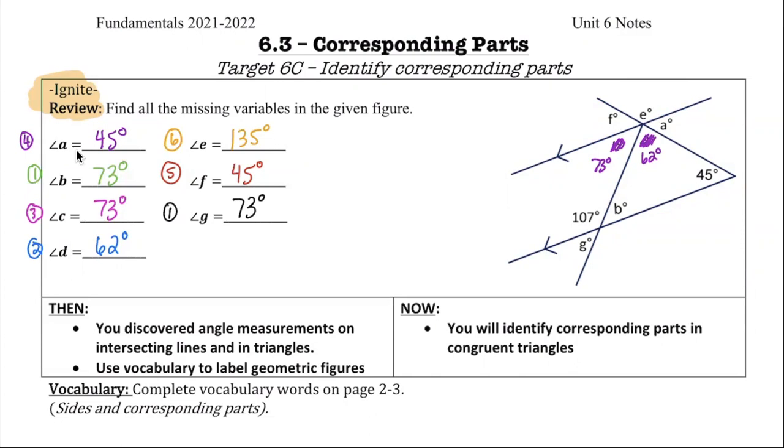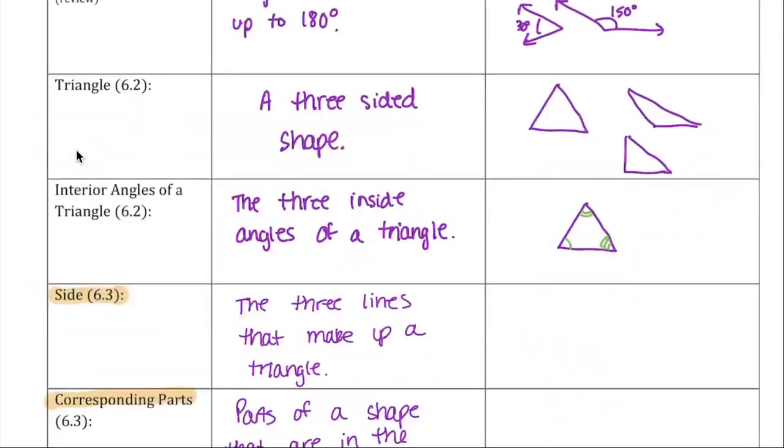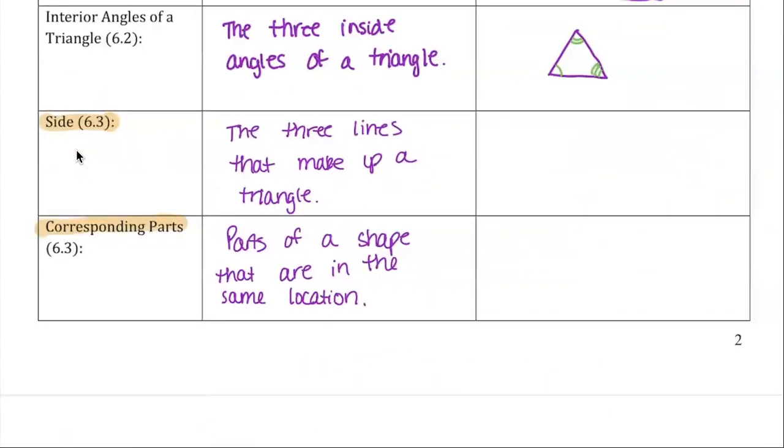Now, if you please turn to your vocab on page 2, at the bottom of the page, if you need to, please pause your video and copy down these definitions. The first one we're going to talk about is side. These are the 3 lines that make up a triangle. If I draw my triangle here, now I am awful at triangles, but you guys are probably a lot better than me. A side is any one of the straight lines that connects the 2 ends of the triangle. So that is what we would call a side.